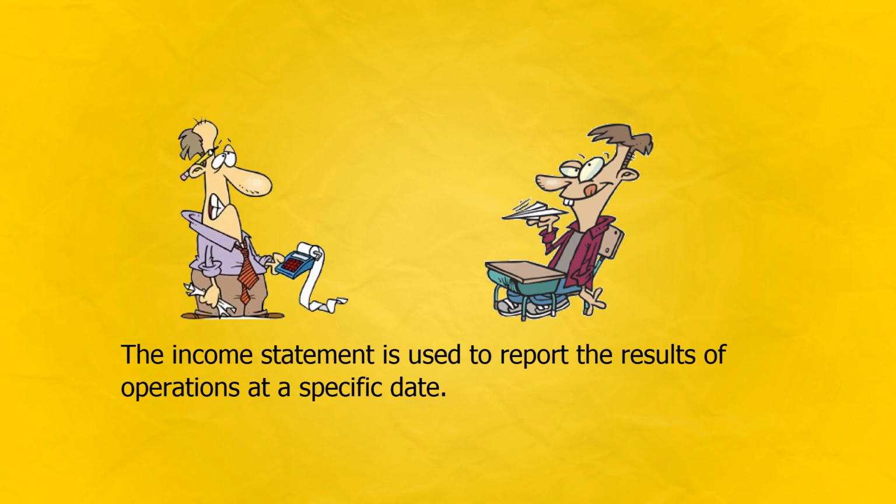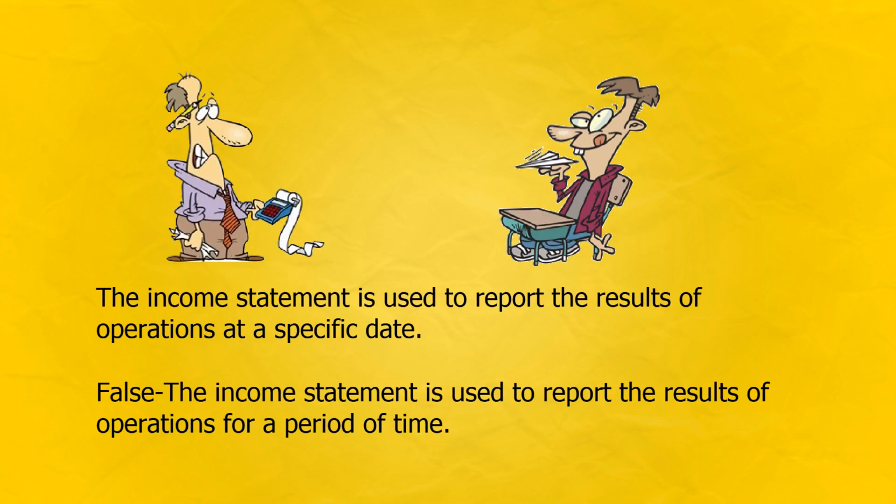The left side of a T account is the credit side. False. The left side of a T account is the debit side. Debits decrease asset accounts. False. Debits increase asset accounts.